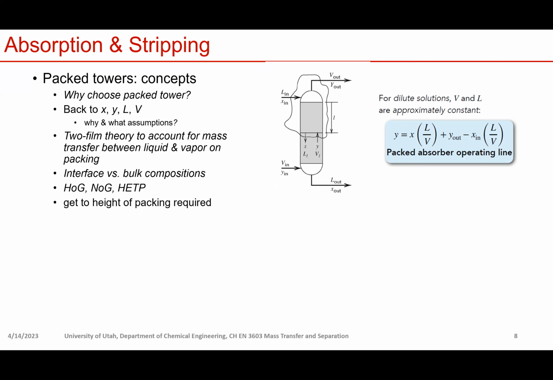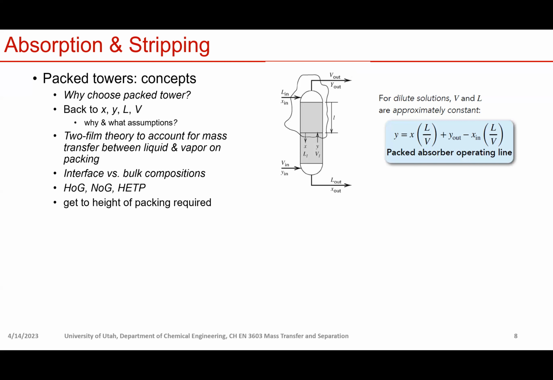Another reason is packed tower can be efficient. So the size of the packed tower can be much smaller than the size of a tray tower. So there are other reasons. You just need to go back to check your slide. But for packed tower, we're back to lowercase x, y, and L and V, right? Why, and what assumptions have we made here?